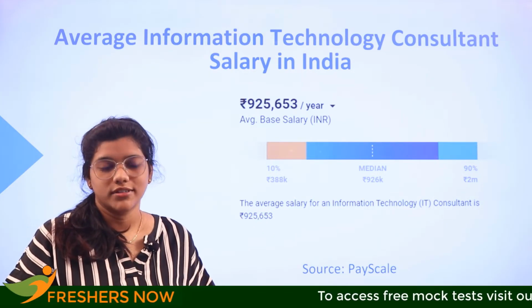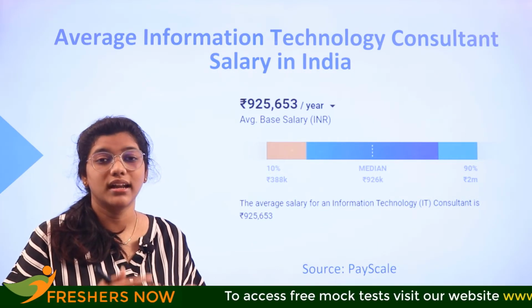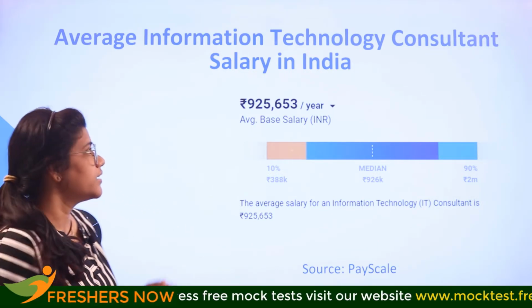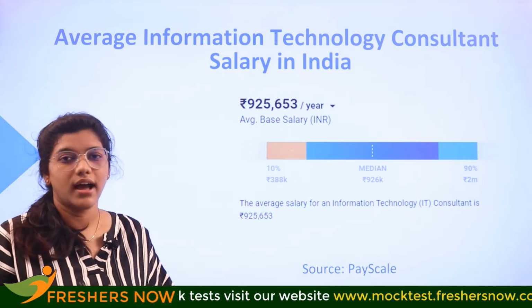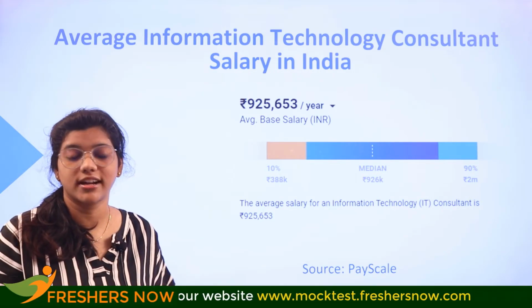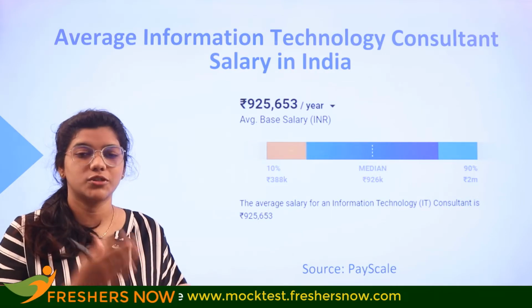And to our surprise, we can know that an IT consultant is being paid 9,25,000 per annum in India. This is just on an average basis. Don't stick your eyes to just one amount.